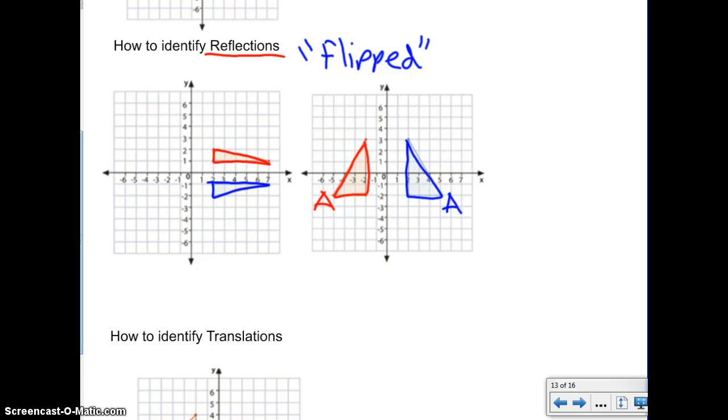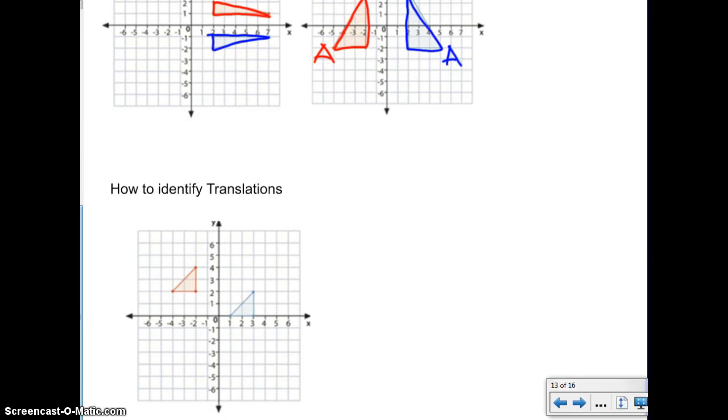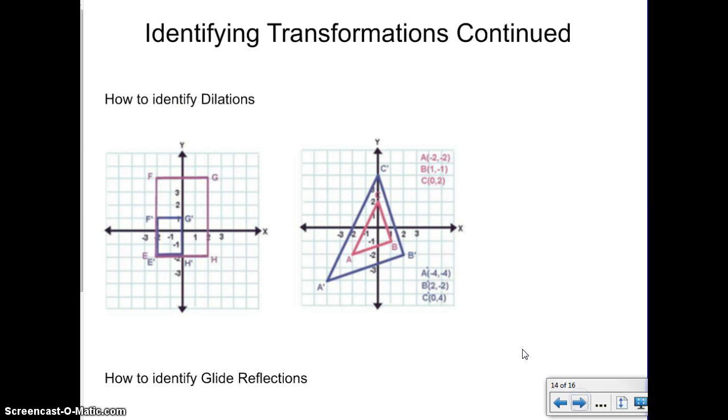A translation is another easy one. Think of a translation like a slide, right? All it does is it slides. So you see in this picture, the triangles are still facing the same way, right? If I call this point A, A is still there, but the whole figure has slid. But see, there's no rotation, there's no flipping, it's just slid from one part to the other. So that's those three, and now there's two more that I wanted to point out with you.